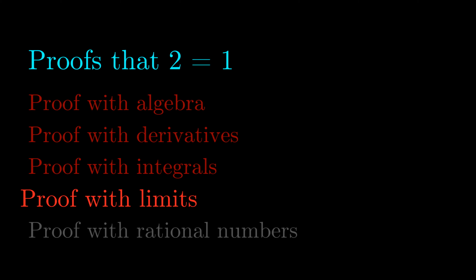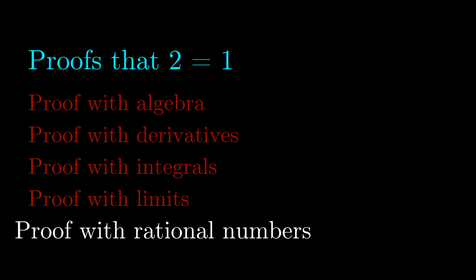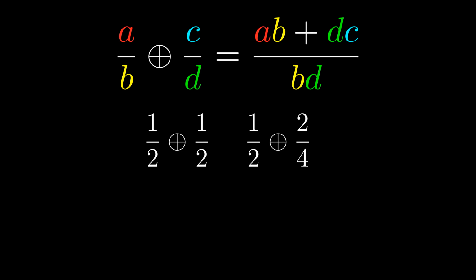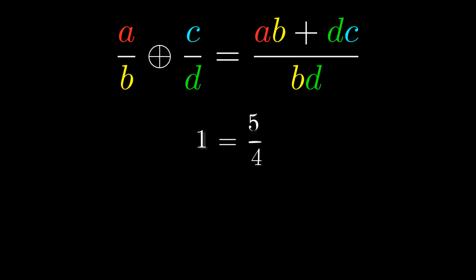Finally, let's move on to the proof with rational numbers. What we did was define a new operation on the rational numbers, which we called O+. We calculated 1/2 O+ 1/2 and 1/2 O+ 2/4, which should be equal because 1/2 is equal to 2/4. However, when we actually did the calculations, we got two different values. So what's going on here?